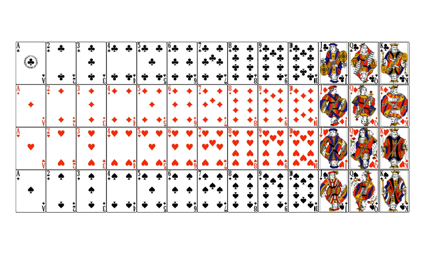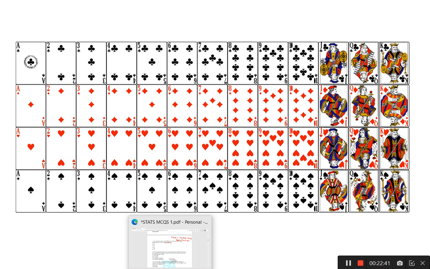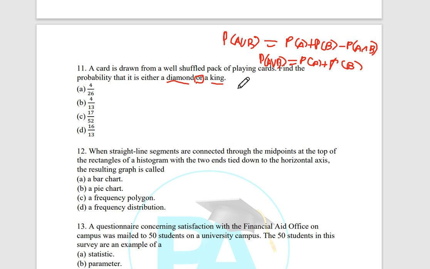So how many diamonds do we have? We have 13 diamonds, isn't it? How many kings do we have? We have 4 kings. And how many intersections do we have? We have only 1 intersection, isn't it? So to solve this question, we are going to use the first formula, okay?